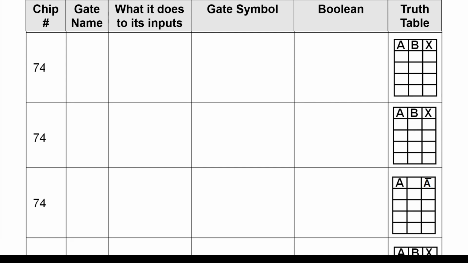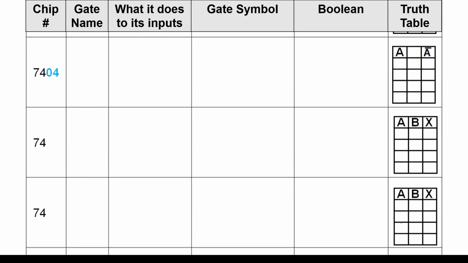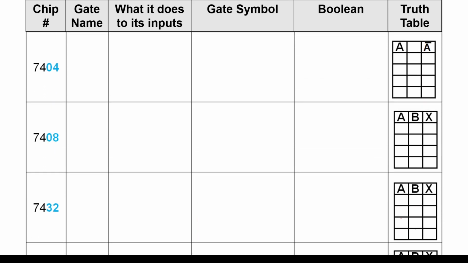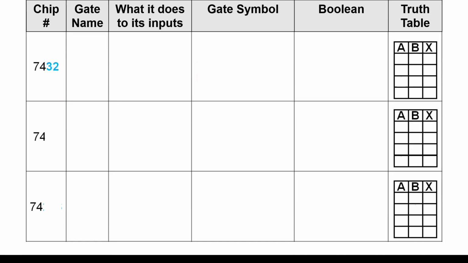Now, each of these gates has a number, and the first gate is a 7400, but I'm not going to explain that gate first. It's more understandable if I explain that one later. There's the 00, there's actually a 01, but we're going to talk about the 00, the 02, the 04, the 08, the 32, and these last two are going to be the 86 and the 266.